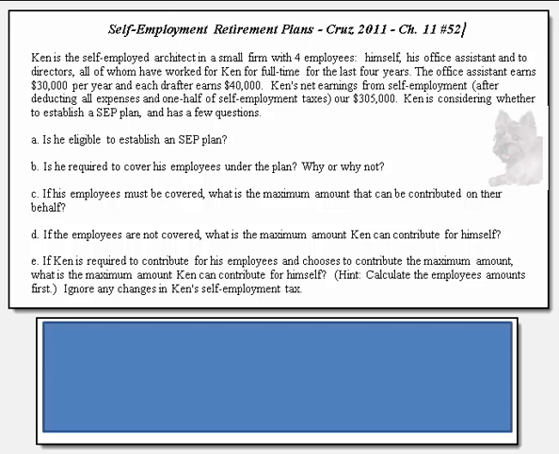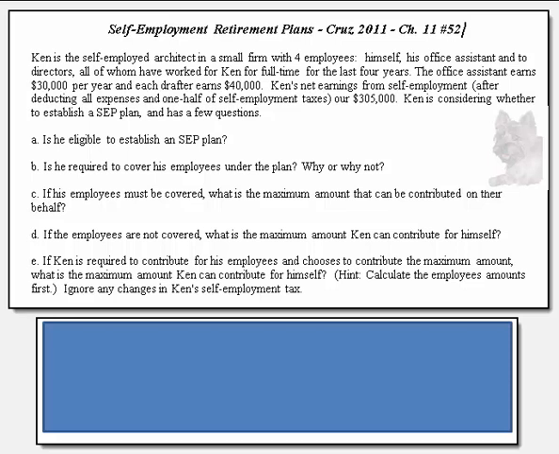The office assistant earns $30,000 per year, and each drafter earns $40,000. Ken's net earnings from self-employment, after deducting all expenses and 1/2 of self-employment taxes, come out to be $305,000. Ken is considering whether to establish an SEP plan and has a few questions.